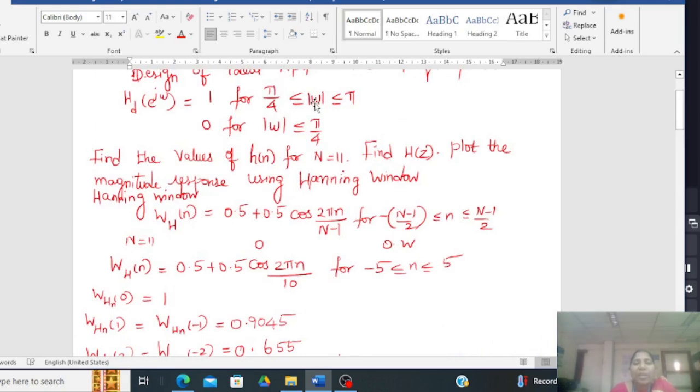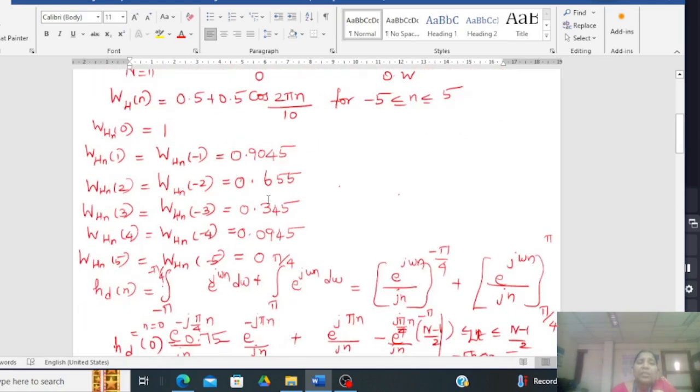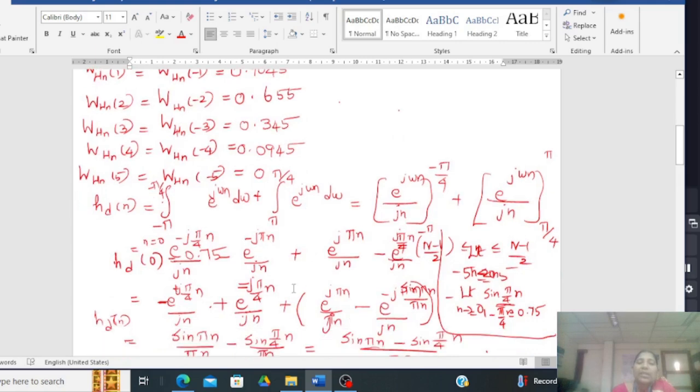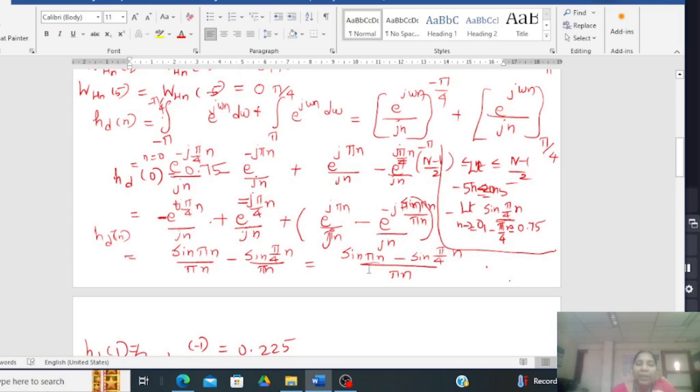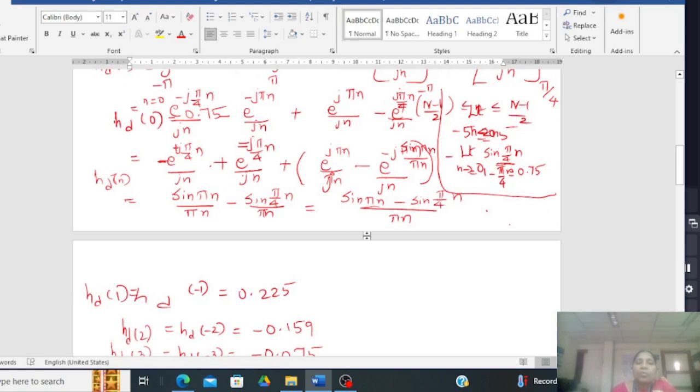And here the omega value is modulus of omega, so it holds plus sign and also minus sign. So if the omega is positive, the limit will be pi by 4 to pi. If the omega is negative, the limit will be minus pi to minus pi by 4. So here we will be substituting minus pi to minus pi by 4 for negative value and pi by 4 to pi for the positive value and integrate. So after integration, we will be getting that expression as sin pi n minus sin pi n by 4 divided by pi n. After that, we have to substitute for h_d of 0.